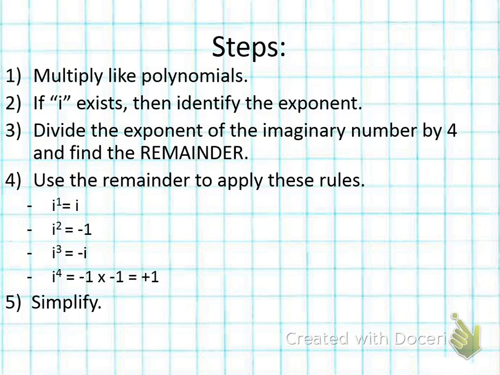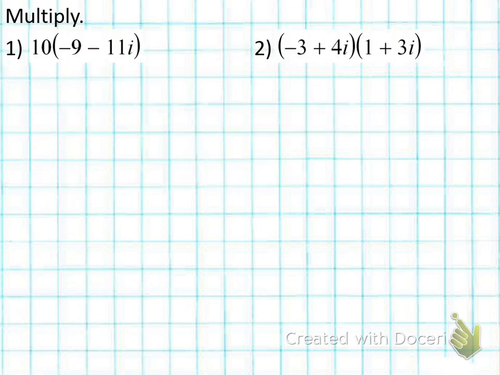Remember, i squared inside the radicand is like saying -1. i to the third is negative i, because it's like saying i squared times i, which is -1 times i. And then i to the fourth is -1 times -1, which is a positive 1. And then we simplify. Okay? Pause the video here so you can write the steps. Alright, I'm going to move on to do a couple examples here.